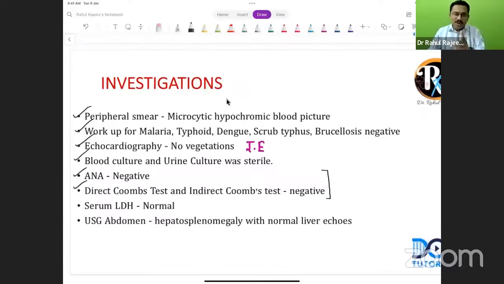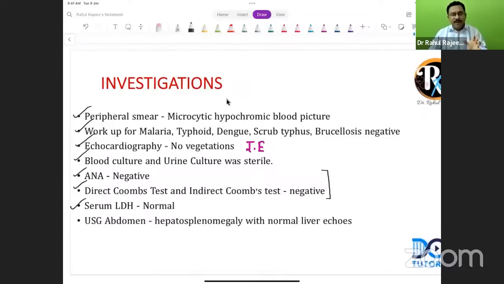Now, I saw that some of my students were commenting about lymphoma in the differentials. It's a very good differential. I agree, it's a good differential. But just tell me something. What happens to the serum LDH in case of lymphomas? It will be elevated, but I'm not seeing an elevated LDH. I am seeing a normal LDH.